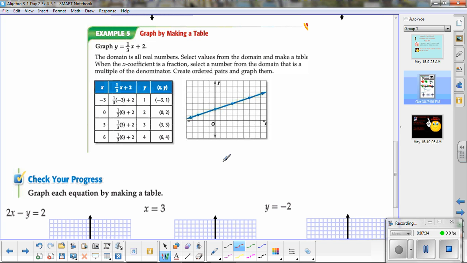I would make sure you do at least 3 points, even though you only need 2 for a line. As long as you have more than 2 points in your table, you'll be able to find if you make a mistake somewhere.